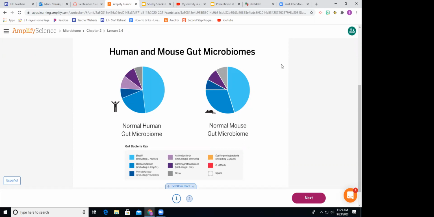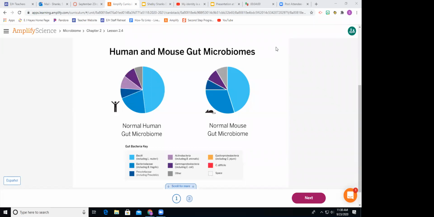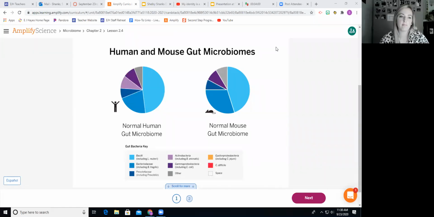They have a lot of the same bacteria in the same portions. Yeah, they have a lot of the same bacteria and the same portions of that bacteria. Okay, Shelby sent me a message and said one has more B. fragilis than the other. So B. fragilis is this dark blue, not the darkest blue, but the second darkest blue.